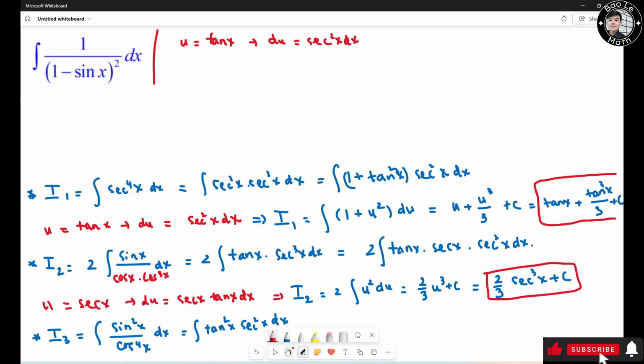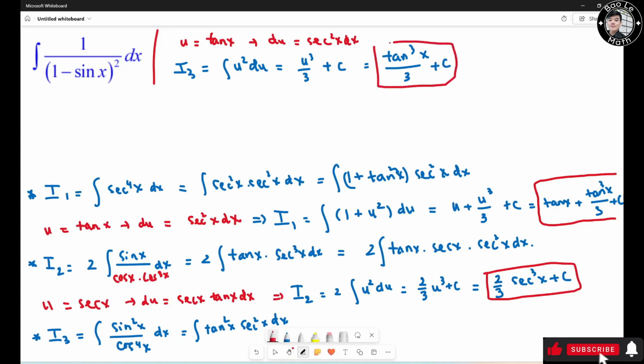So then I3 becomes the integral of u square du, right? So it could be u cubed over 3 plus c. And then you substitute tangent s for u, right? So it could be tangent cube of s over 3 plus c, right? So this one is the answer for the I3, right?